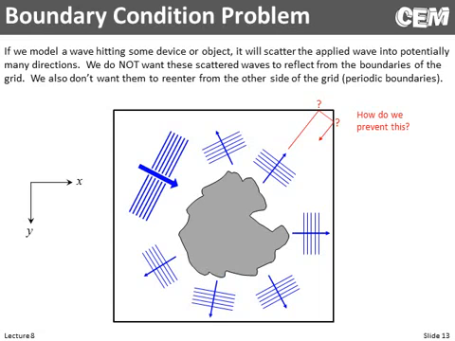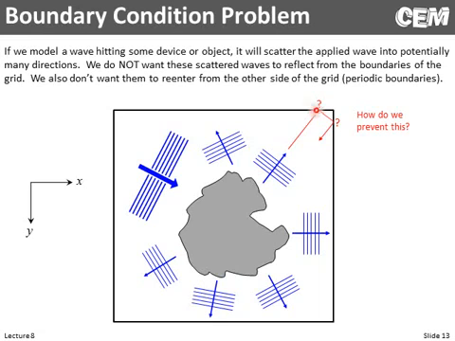So here's our boundary condition problem that I described earlier. We have some device in the middle of our grid. We're going to provide it some source wave that's going to hit our device, and then it's going to scatter all this energy into potentially all these different directions. So the question is, when these waves hit the boundary, what's going to happen?